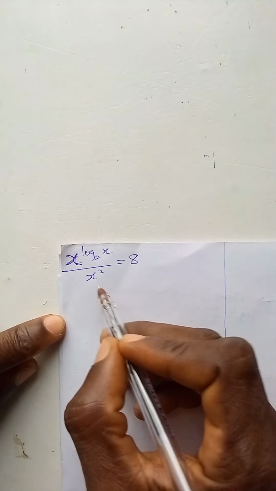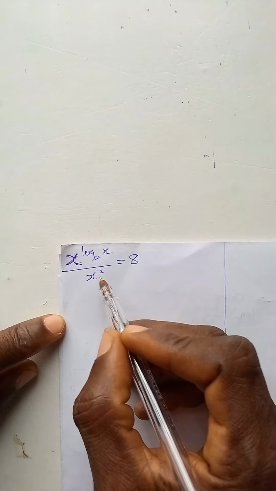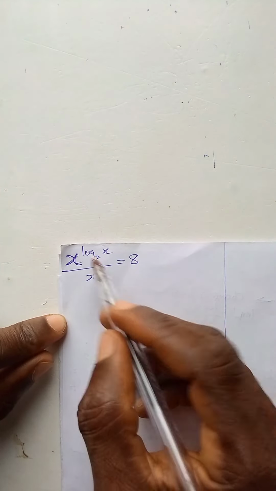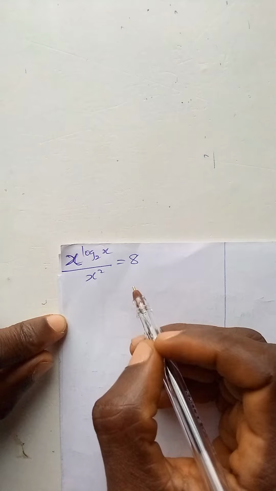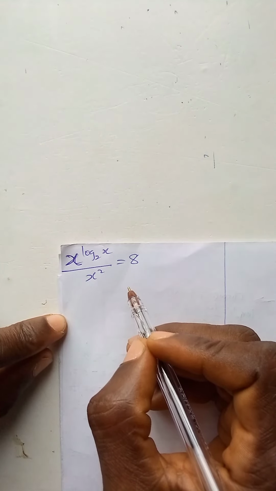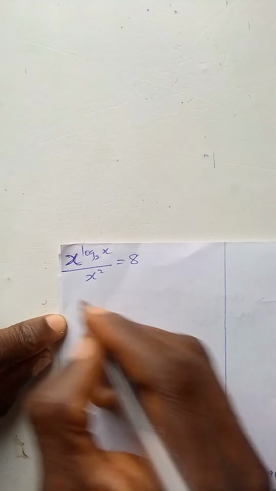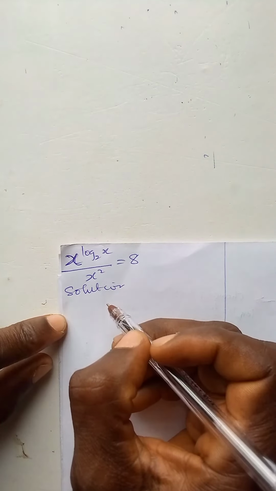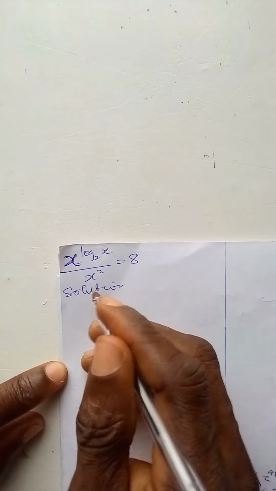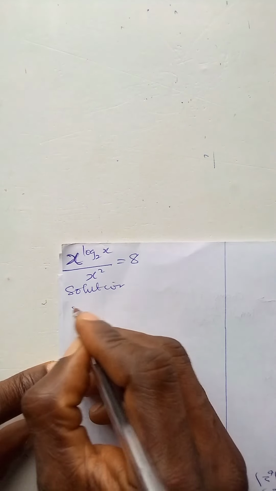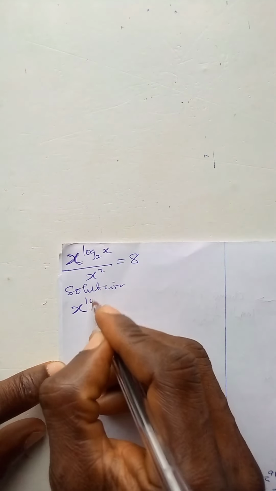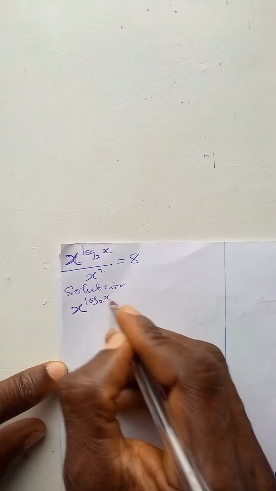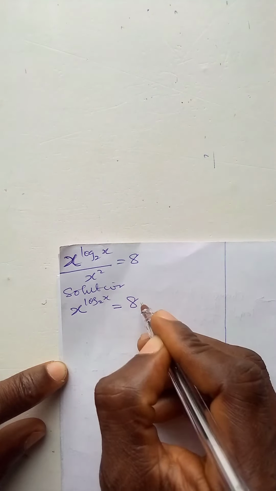In this video, we are required to solve this combination of logarithmic and exponential functions, which now serve as an equation. Solution: we just need to cross multiply and then proceed. To cross multiply, we get x to the power log to base 2 of x is equal to 8 times x squared.